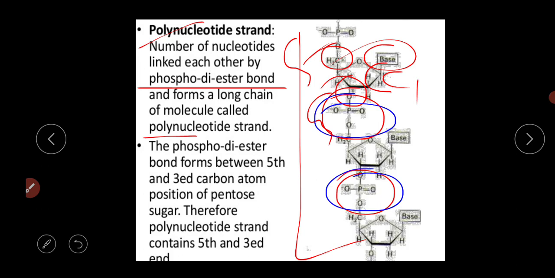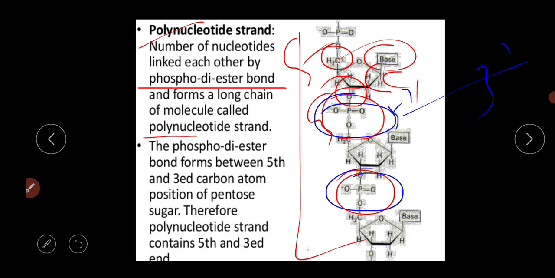After that, it forms the polynucleotide strand or polynucleotide chain, and that's why the orientation of the DNA always runs 5 prime to 3 prime. We will discuss the orientation of the DNA later, and this is today's class. Today we have discussed the nucleic acid structure. In our next class, we will discuss the DNA structure.